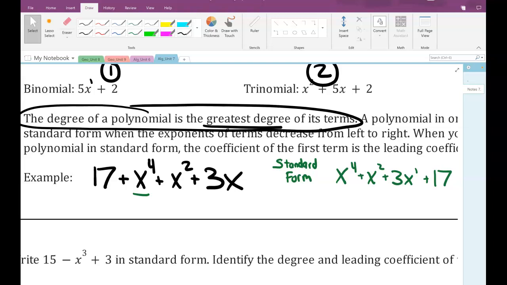This is going to be super important as we move forward through this unit, because we'll be doing what's called factoring. And to factor correctly, you have to be in standard form for our process to work. So we're going to have some practice doing that now.